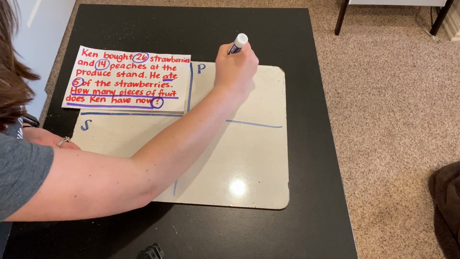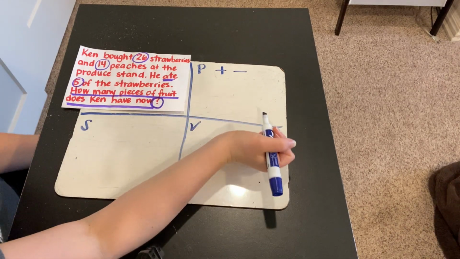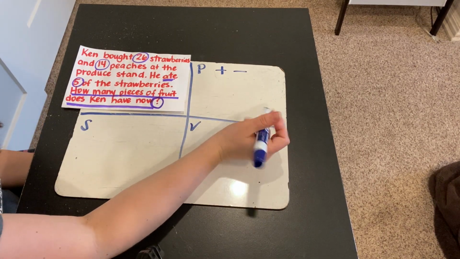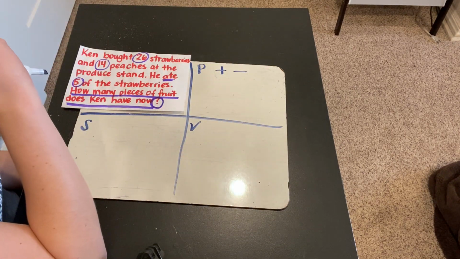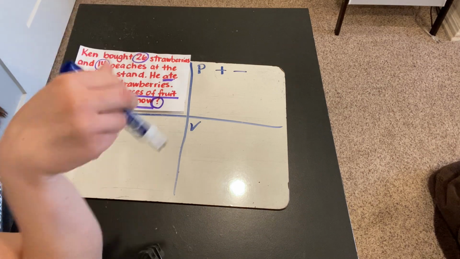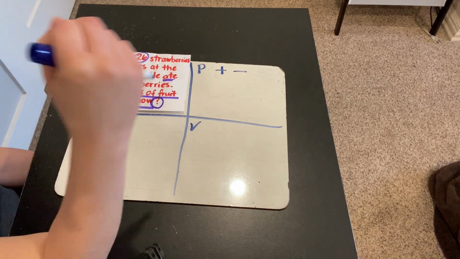We're going to decide whether we need to add or subtract or maybe do both. Now, when I was listening to this, I heard some different steps happening. I heard when he bought the fruit, but then I heard he ate some of it, but we still want to know how much fruit he has. So I think we're going to have to do a few different steps.